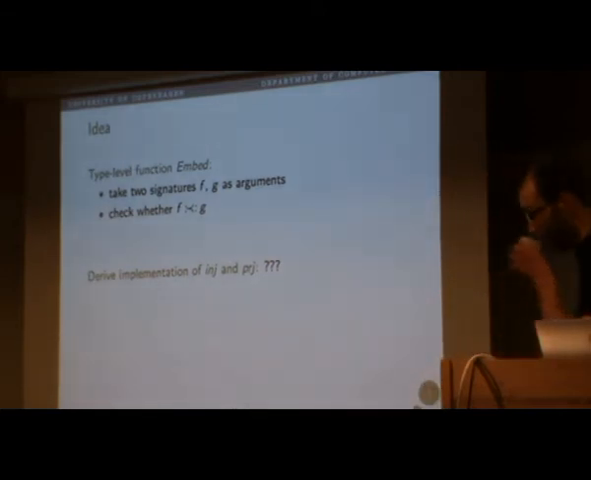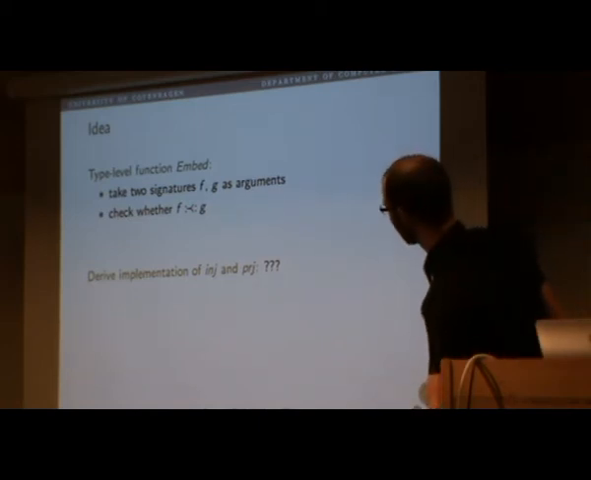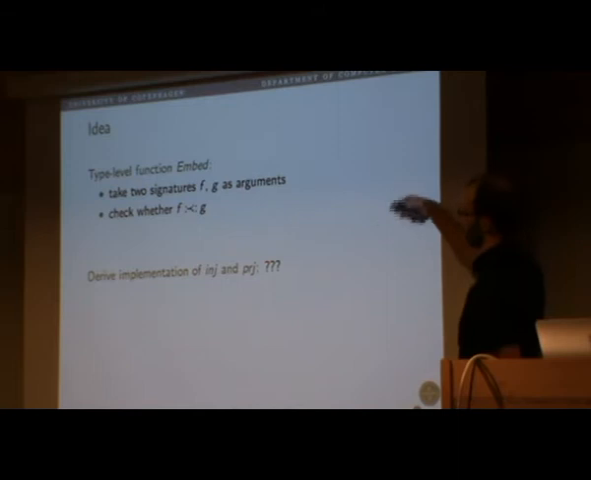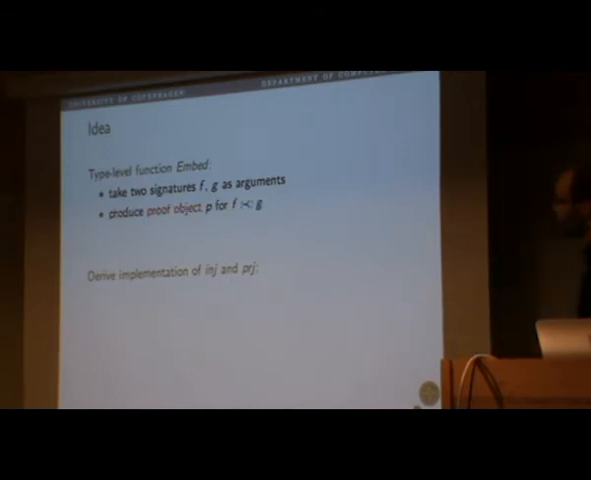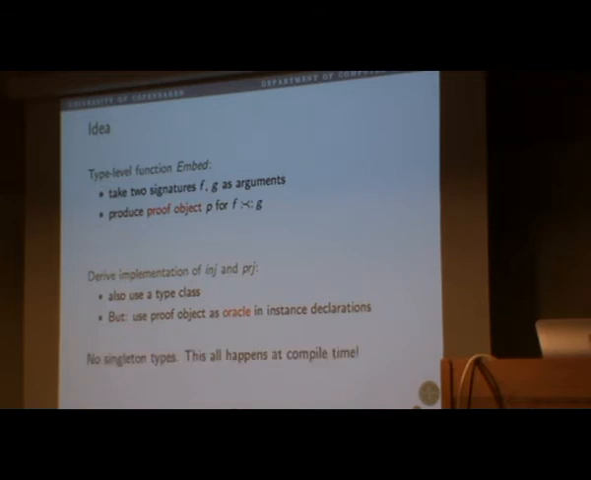And again, the solution is standard. Instead of just checking this subtyping, we produce a proof object that proves that F is smaller than G. And using this proof object, we derive these methods, injection and projection. So we still use a type class, but we use these proof objects as an oracle that somehow guides the search through the instance declarations. So this all happens at compile time.